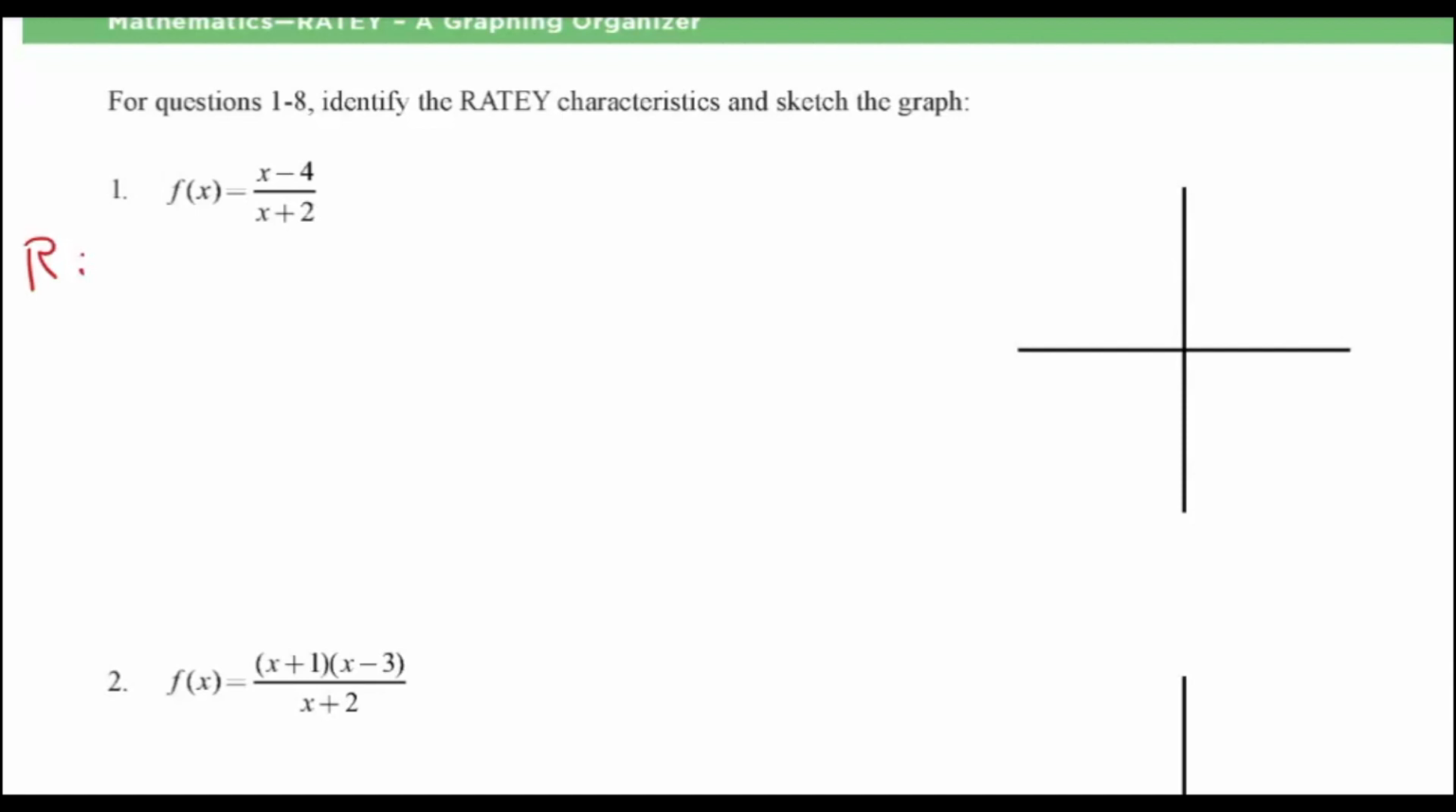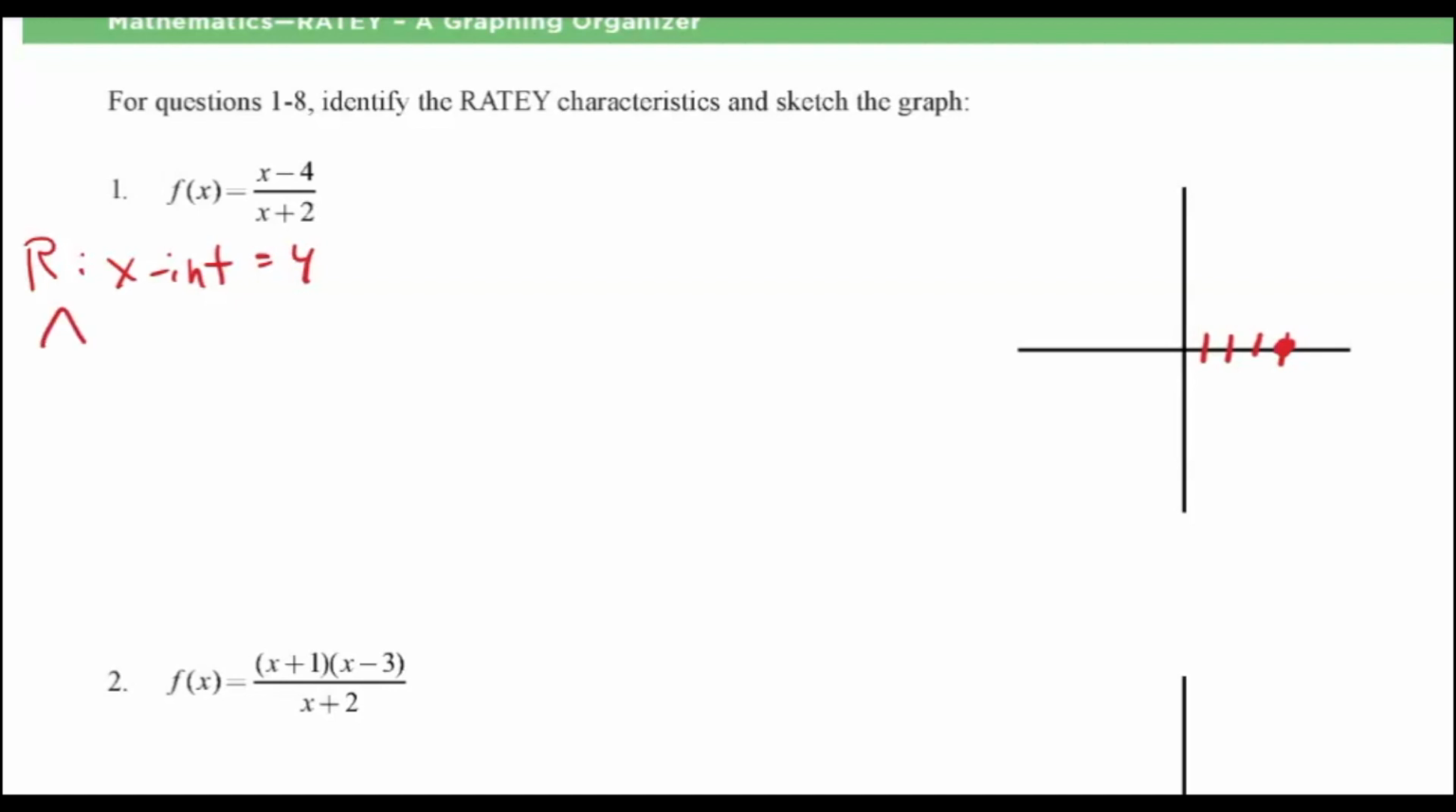If anything canceled, we would cancel that out, and that would give us a hole in the graph, but nothing cancels out, so we don't have any removable discontinuities or holes. But we do have this x minus 4 on top, so that means we're going to have an x-intercept at what makes the top 0, which would be 4. So we can go ahead and put that on our graph.